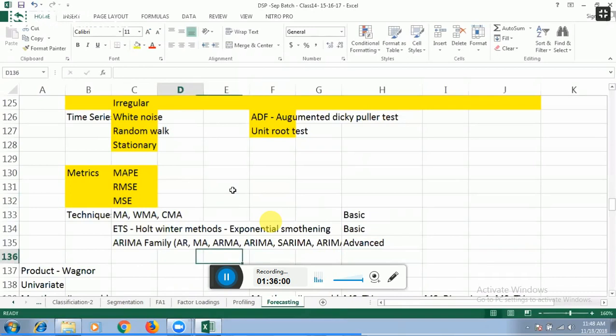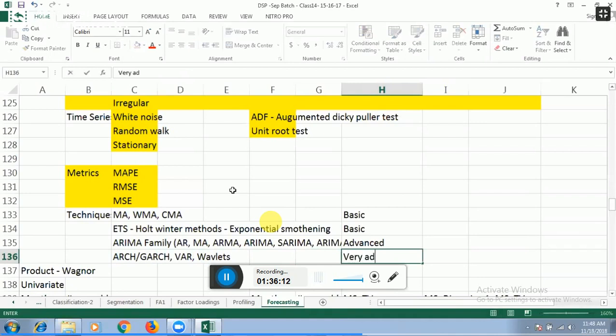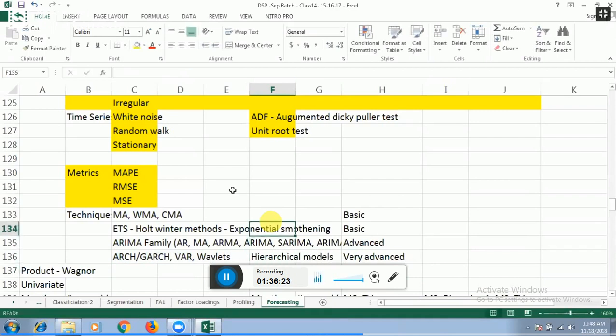There are some more like ARCH, GARCH, vector autoregressive models, wavelets, etc. Of course, as part of our course, we are not covering the very advanced part. I also told you, very advanced is maybe the hierarchical models. We are not covering these things. We will cover till the first three things.